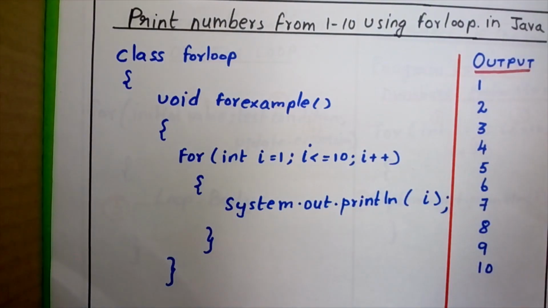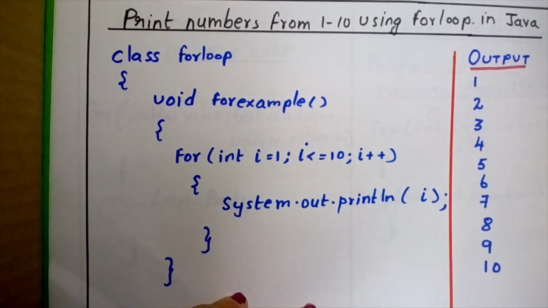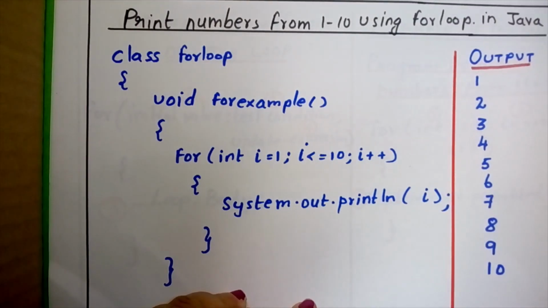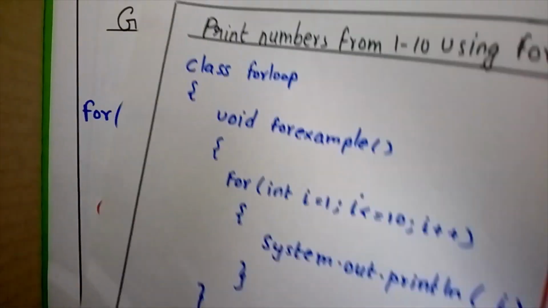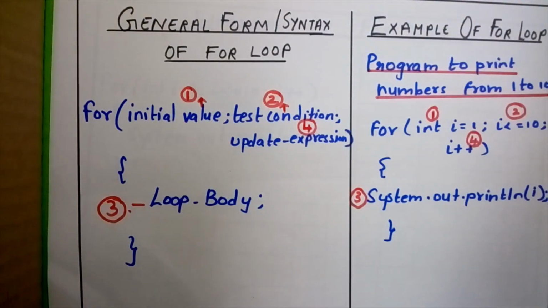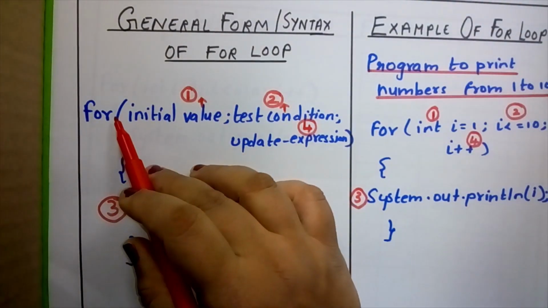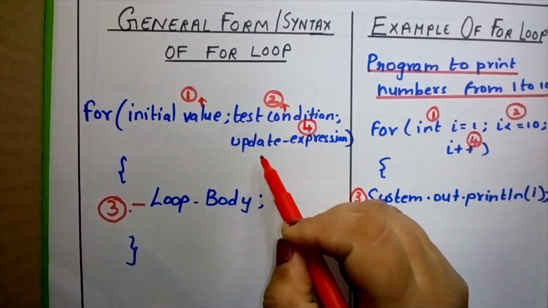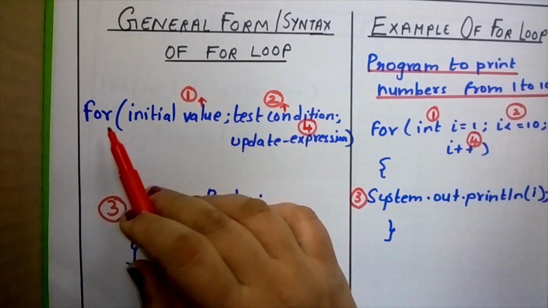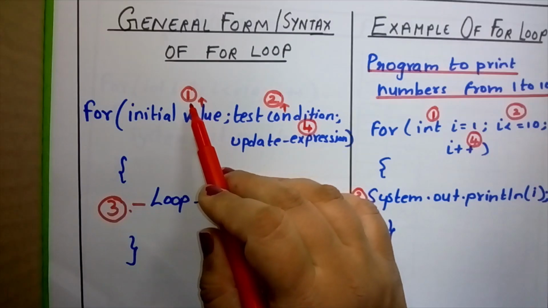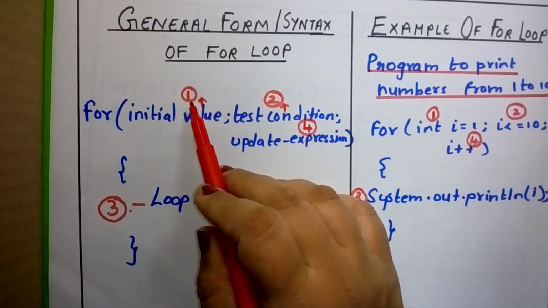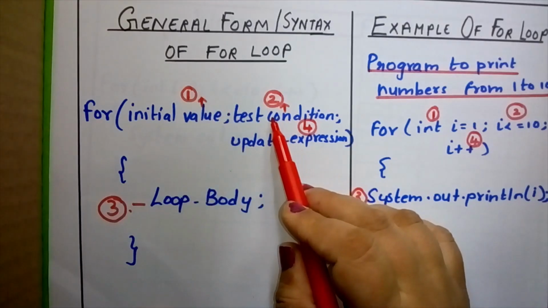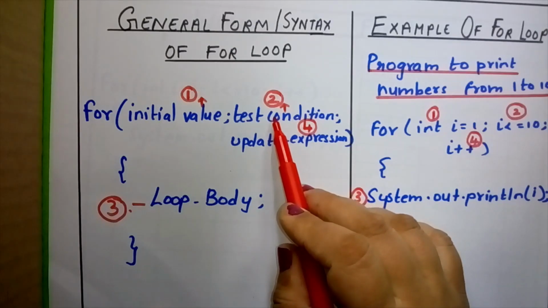So in today's lesson I am going to tell you how exactly this for loop is going to work. Okay, so I told you that the for loop has 4 parts. Here the first working will be the initial value. It will start with the initial value. It will then check the test condition.